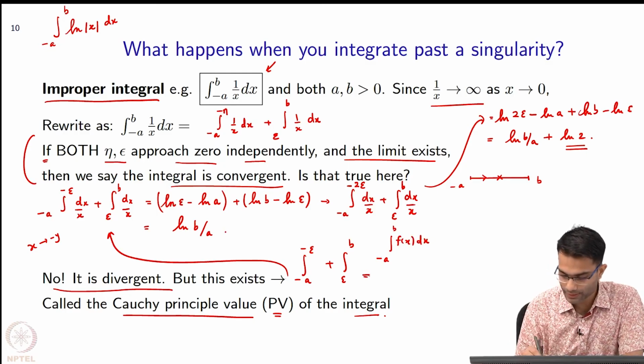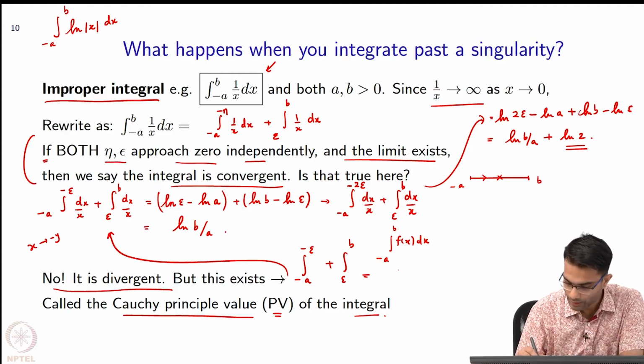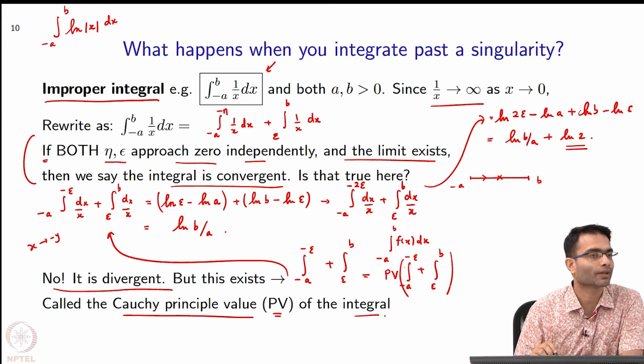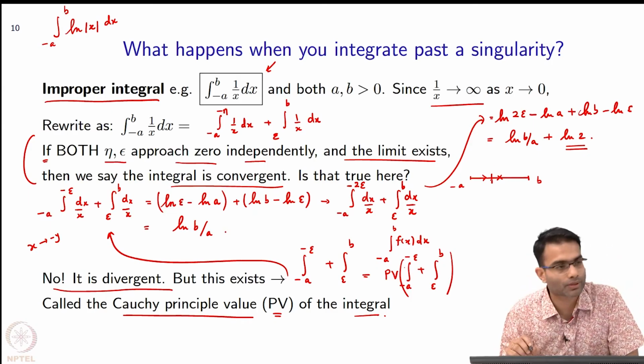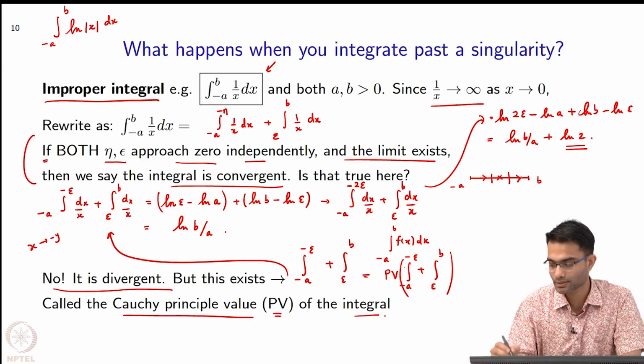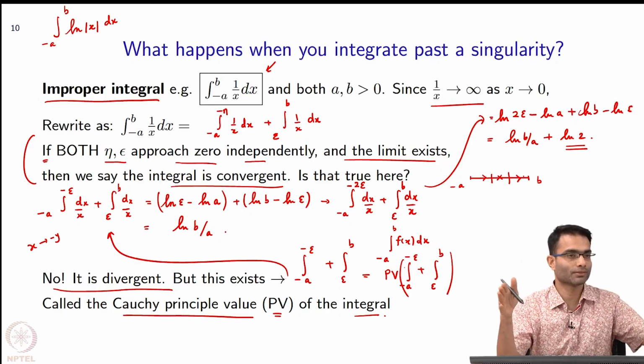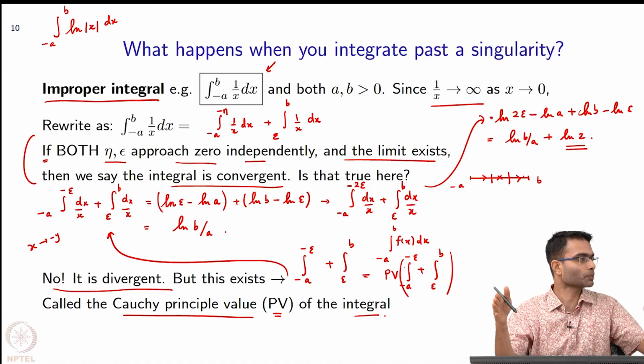I am going to call this the principal value, which is the integral from minus a to minus epsilon plus epsilon to b. And what have I left out? I have left out one segment in this. I have to compensate for this segment somehow, because the integral is from minus a to b.